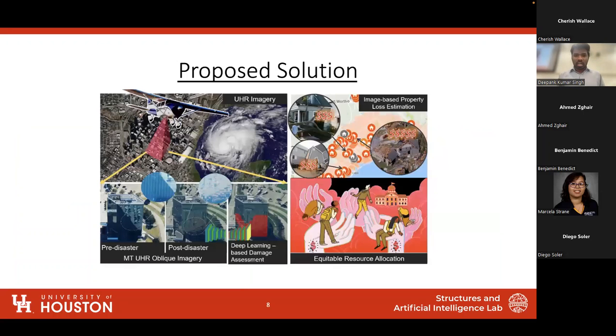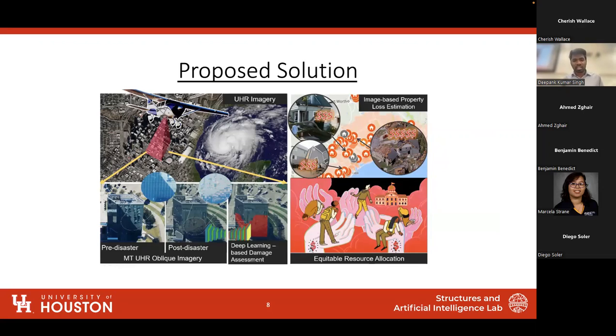So what is our proposal? Our proposal is basically to use multi-temporal ultra high resolution images, which is MTUHR. We use aircraft to take photos from different sides and during different intervals of time. So we have pre-hurricane and post-hurricane, and we also cover images from different orientations. We have images from north, east, west, and south, as well as nadir images.